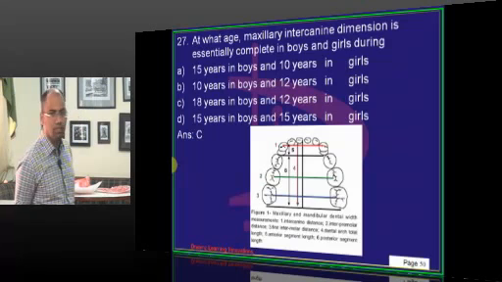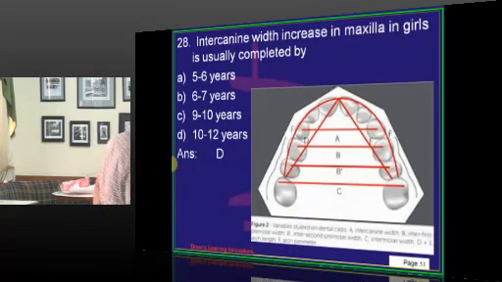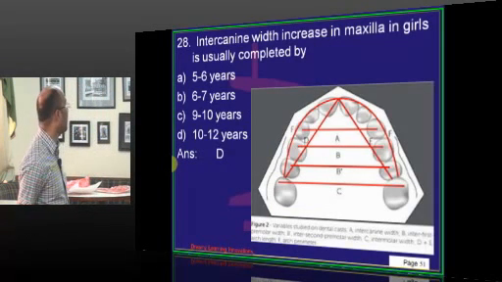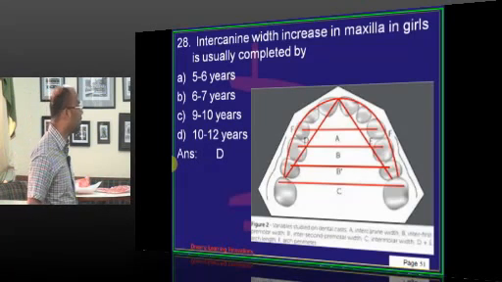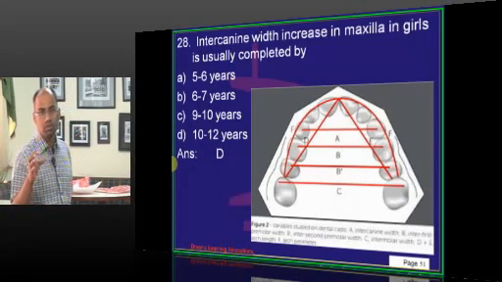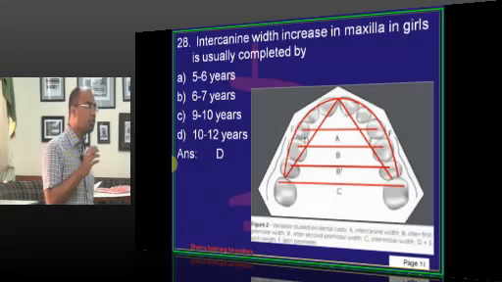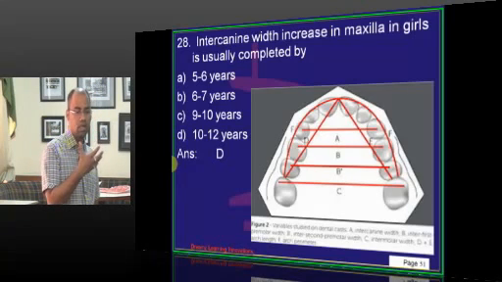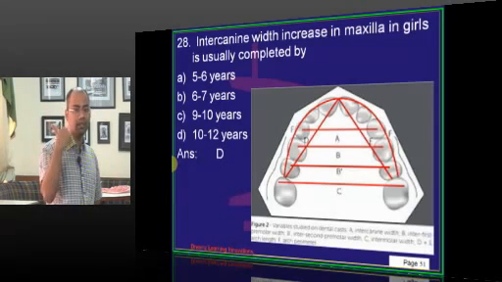So the obvious choice would be C, where it is 18 years in boys and 12 years in girls. The intercanine width increase in the maxilla in girls is usually completed by 10 to 12 years. That is your transverse dimension. The first growth to cease is in the transverse dimension, that is the width. Then it is followed by the sagittal dimension, the anteroposterior depth, and the last is your height, the vertical dimension.